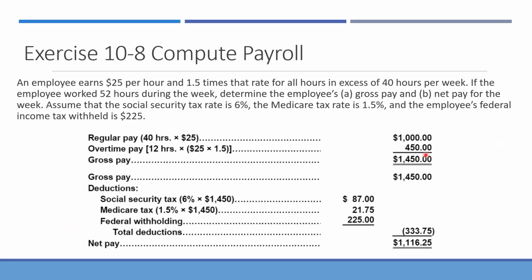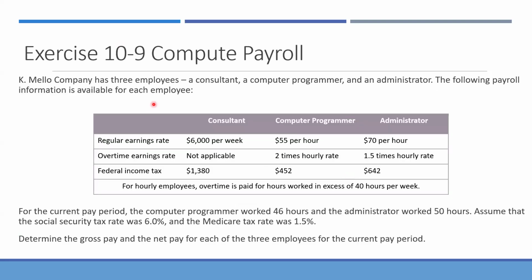We have the regular pay and overtime pay calculated. We get our gross pay of 1,450, then the employee portion of the Social Security and Medicare taxes, and then the federal withholding of $225. So we get total deductions and then our net pay.